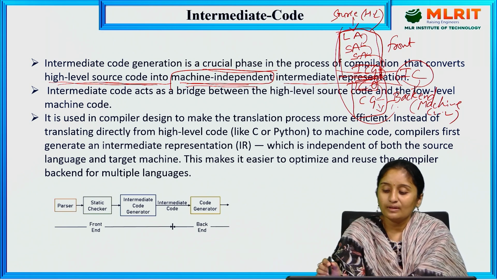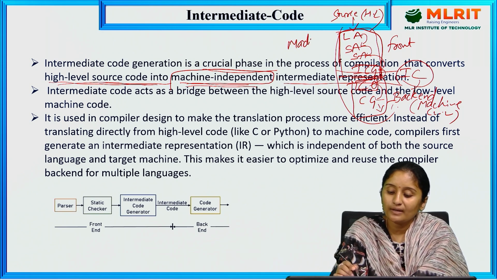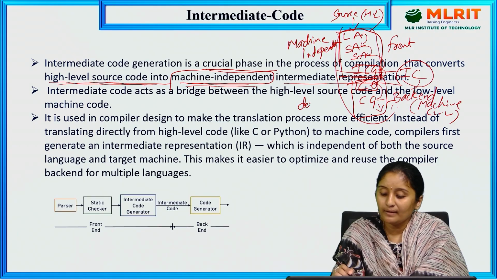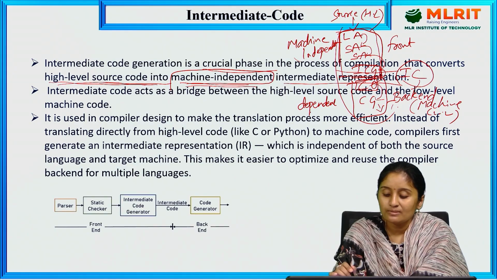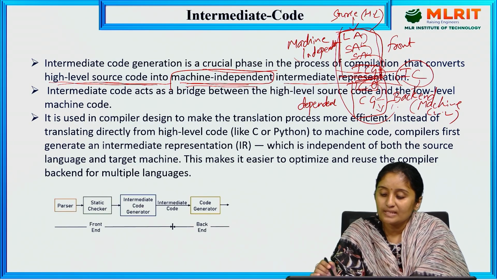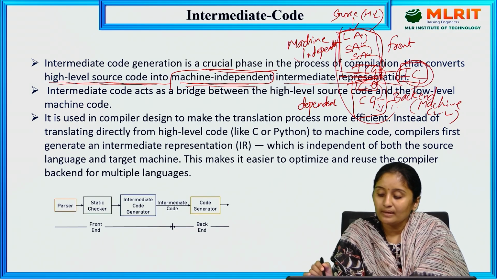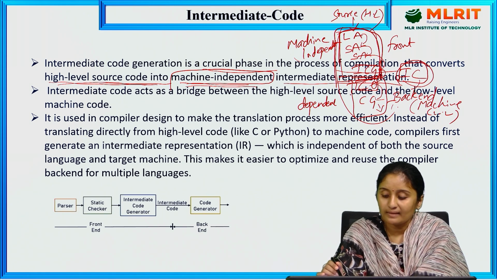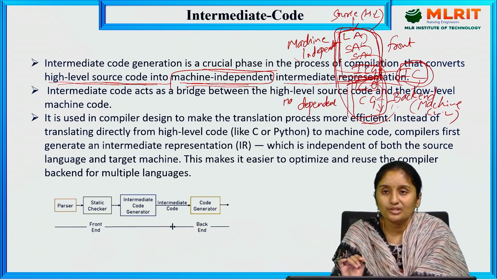The front end generates machine independent code. Coming to the back end, it generates machine dependent code. The output coming from the intermediate code generator is the intermediate code, and this is given as input to the code optimizer and the code generator to generate the target code. So the first 4 phases are the front end, which is machine independent, and the last 2 phases are the back end, which is machine dependent.